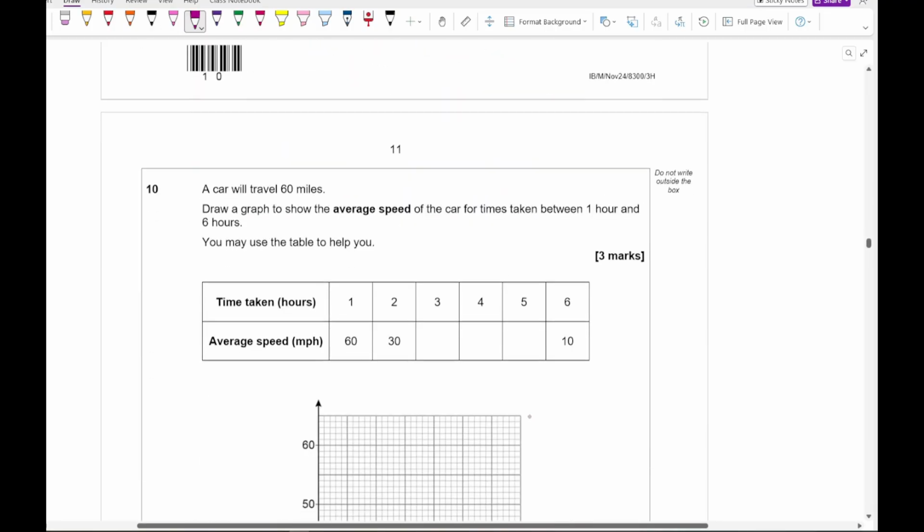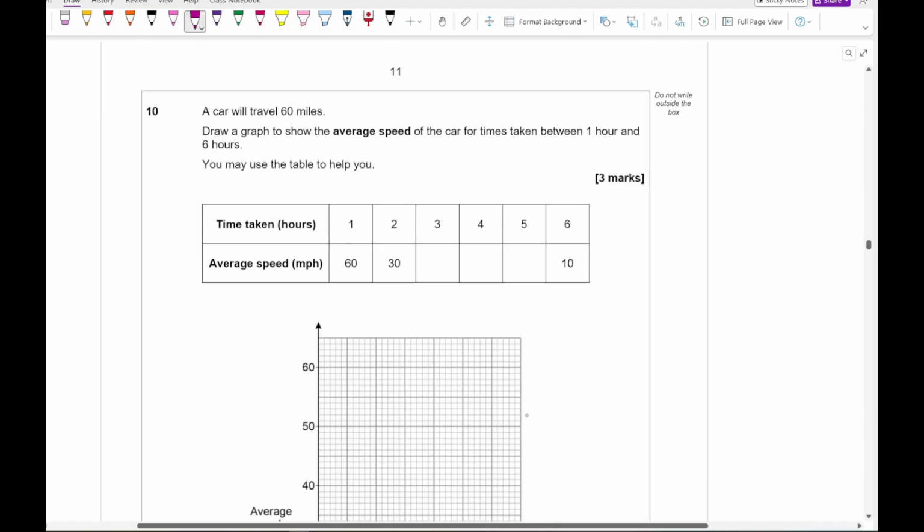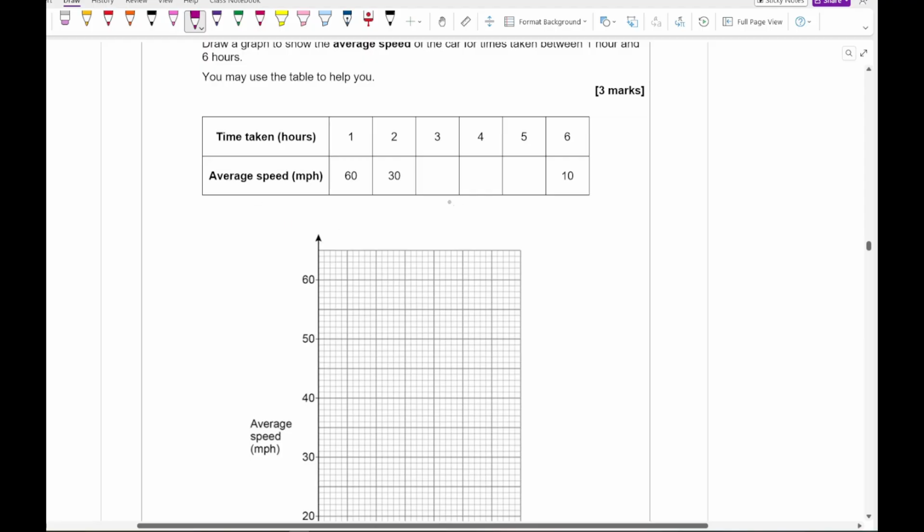Then moving on to question 19, it says a car will travel 60 miles. Draw a graph to show the average speed of the car for times taken between 1 hour and 6 hours. You may use the table to help you. So to work out this number here, all we need to do is just do 60 divided by 3. For this one, 60 divided by 4. And this one here, we need to do 60 divided by 5.